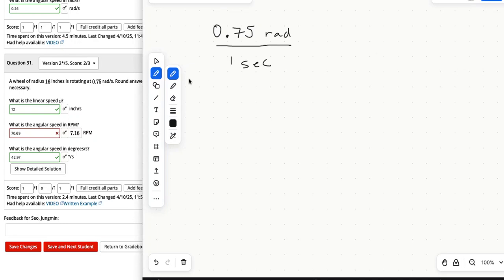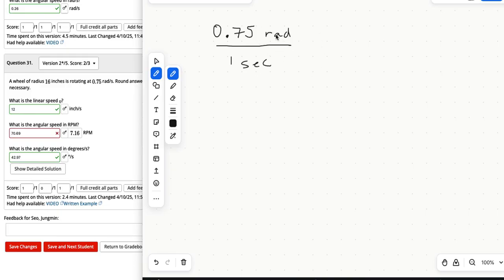So revolutions per minute. Yep, that's a little bit tricky. We are given in the givens in the intro to the problem that this is traveling at 0.75 radians per second. So we know its angular speed. And now instead of radians per second, we're trying to get into revolutions per minute.